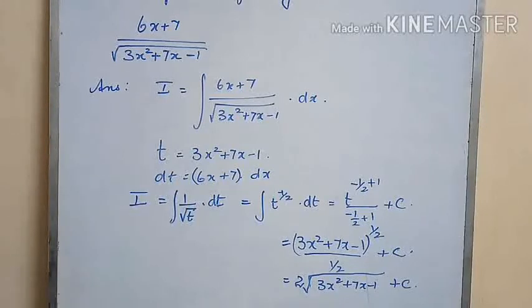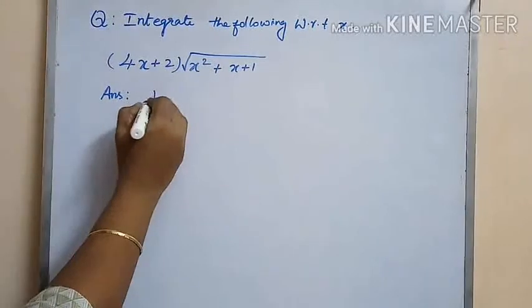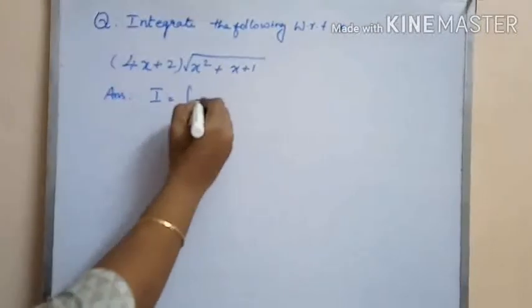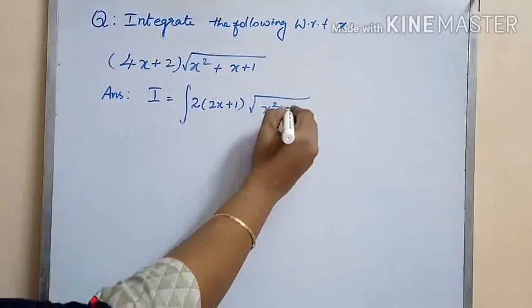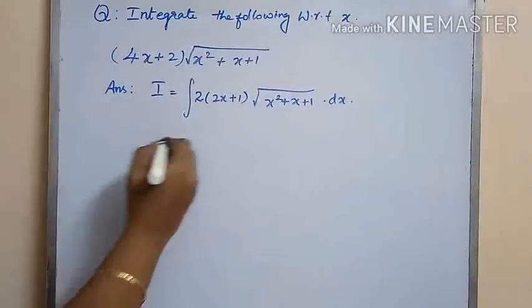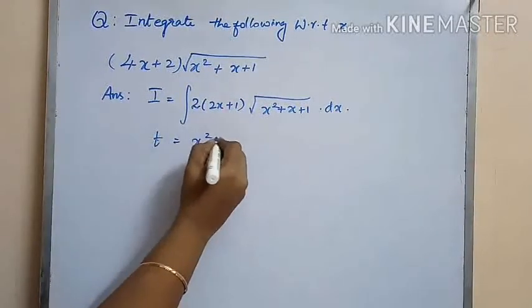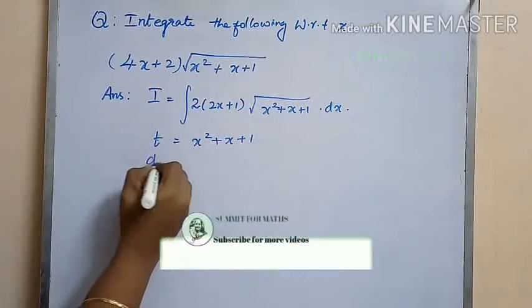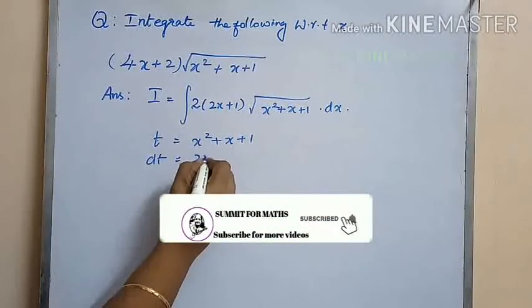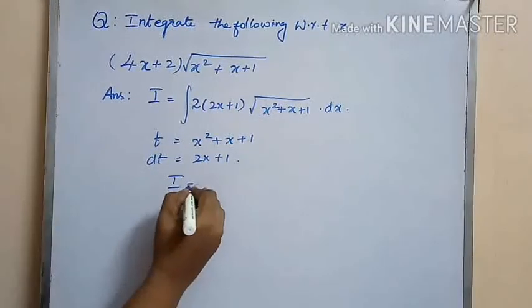The next problem is (4x + 2) by the root of x² + x + 1. Here let us bring out 2 as a common factor so that we get 2 into (2x + 1) by the root of x² + x + 1 dx. Let us substitute t as x² + x + 1. So after differentiating, we get dt as (2x + 1) dx.